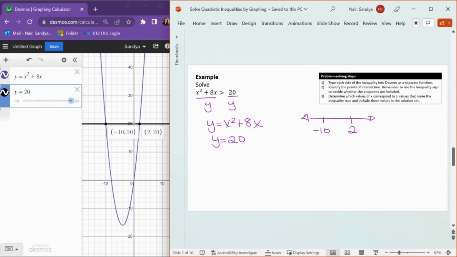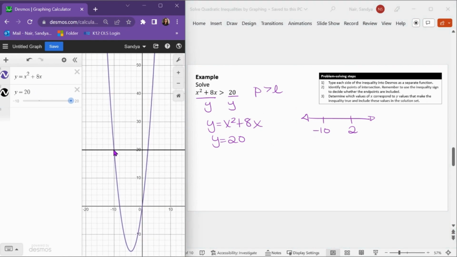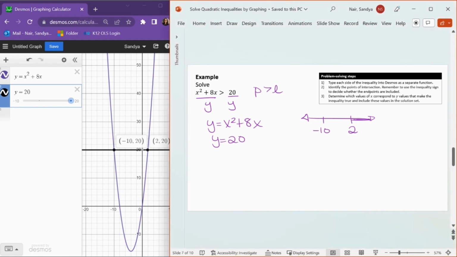All right, so now let's think about what this inequality is saying. It's saying look for places where the parabola is above the line. So if we look for places where the parabola is above the line, you can see that it is above the line in this region going from this endpoint to the left, and it is above the line in this region going from this endpoint to the right. So if I were to sketch this on my number line, it would look like this side right here, and then this side on the left right here.